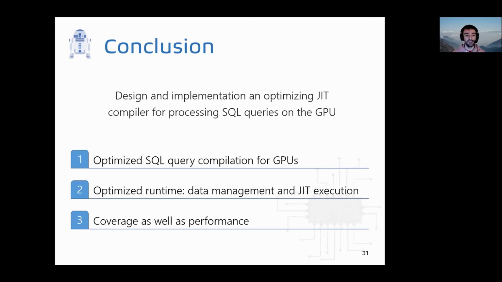So to conclude, we presented the design and implementation of an optimizing JIT compiler for processing SQL queries on the GPU, which means we have our optimized query compilation engine, the optimized runtime, including the data management and the execution, and we really target coverage as well as performance.